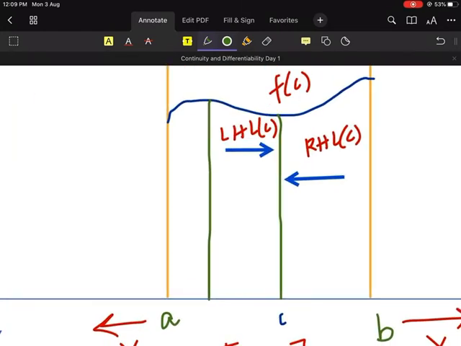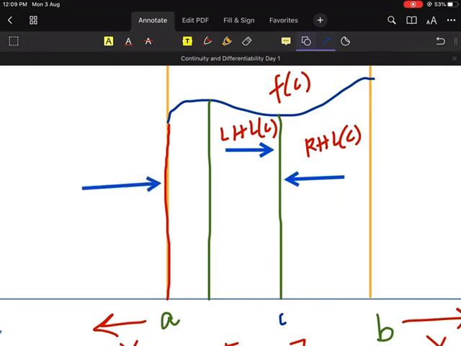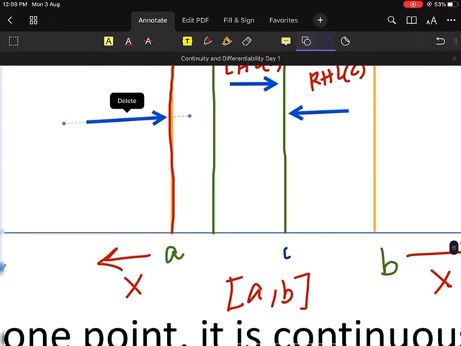Yes. Now I will pick a point A. Now if I pick this point A, for this point A, I have a line like this. Yes or no? Clear? Now, can anybody tell me, for this point A, will there be a left hand limit? Think and tell me, will there be a left hand limit at this point A? Think and say.